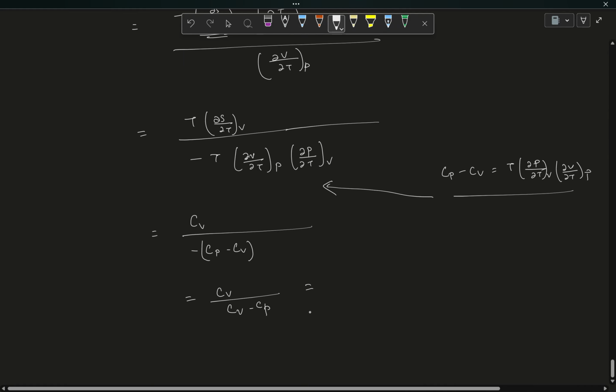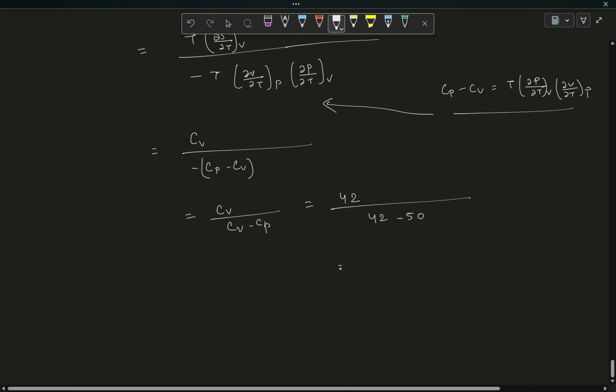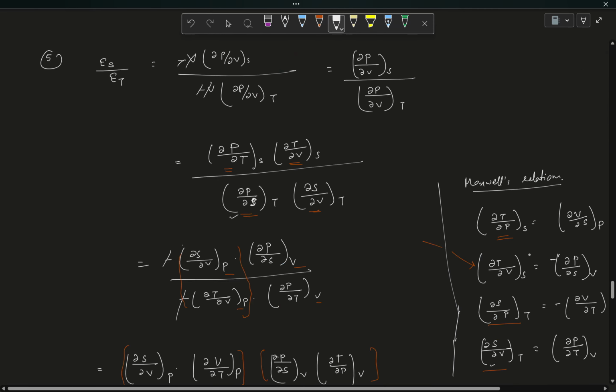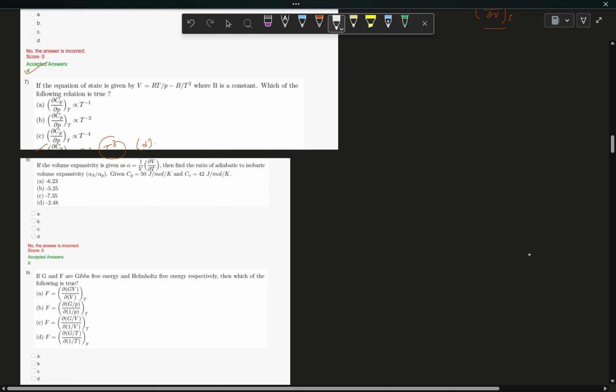So Cv and Cp values are given to you in the question, so you put those values. Cv is 42, all have the same unit, so you don't bother about the unit while taking the ratio. So this is 42 by 42 minus 50, which is like 42 by minus 8, which is like minus 5.25. So this is your answer. Option number B will be the correct option to this. So let us check. Yeah, so you are getting minus 5.25, which is option number B.